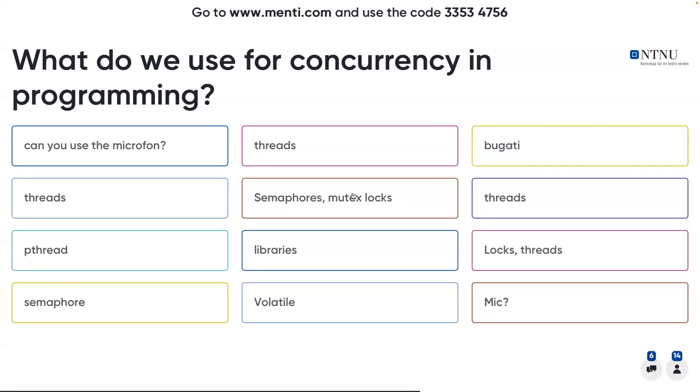We need some construct for concurrency, for the actual threading. And then we have some construct for preventing race conditions, like atomics, right? So nobody mentioned that, but that's another kind of construct that you need.